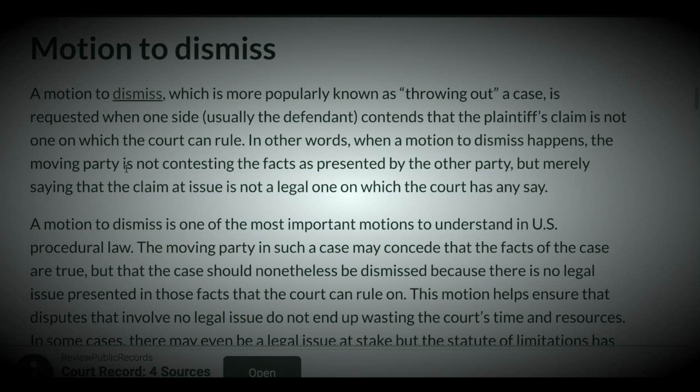A motion to dismiss, which is most popular, known as throwing out a case, is requested when one side, usually the defendant, contends that the plaintiff's claim is not one on which the court can rule. In other words, when the motion to dismiss happens, the moving party is not contesting the facts as presented by the other party, but merely saying that the claim at issue is not a legal one on which the court has any say. I should have thought about that when the case was brought against me by my son.